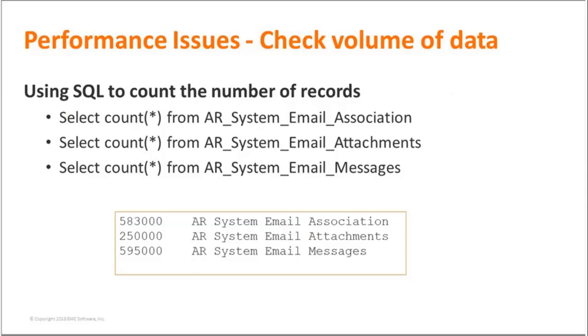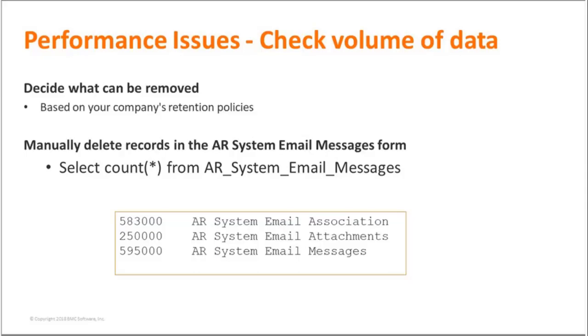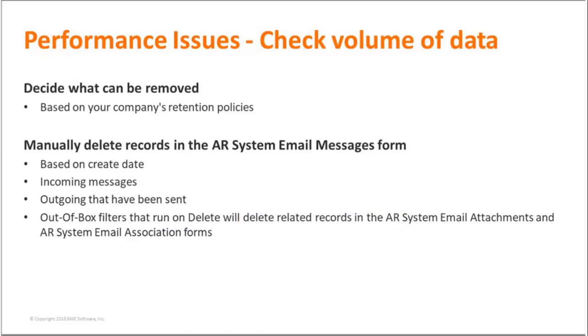I ran it, and in my case, I saw over 500,000 records in the association and messages forms and 250,000 in the attachments form. So at this point, I may decide I need to do something about these forms because I have a performance issue. The first thing I need to do is decide what can be removed. This will be different for every customer. We have customers that can't delete information less than 7 years old, some customers 5 years. It just depends on your retention policies.